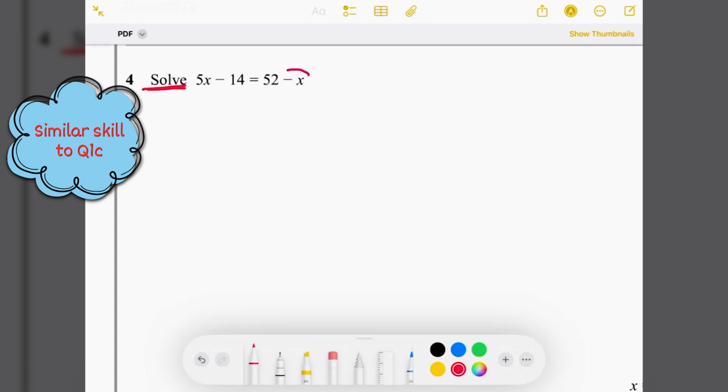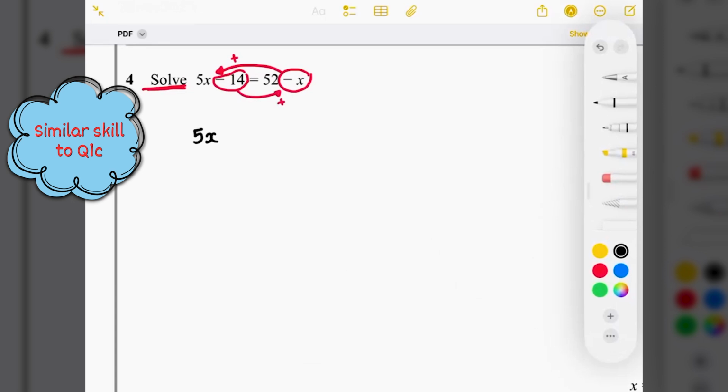So let's bring this minus x over to that side, so it becomes a plus x. And let's bring this minus 14 to this side, and it becomes plus 14. So I've got 5x already there, plus this x. So when I move the minus x, it becomes plus x, equals, and I've got 52 already there.